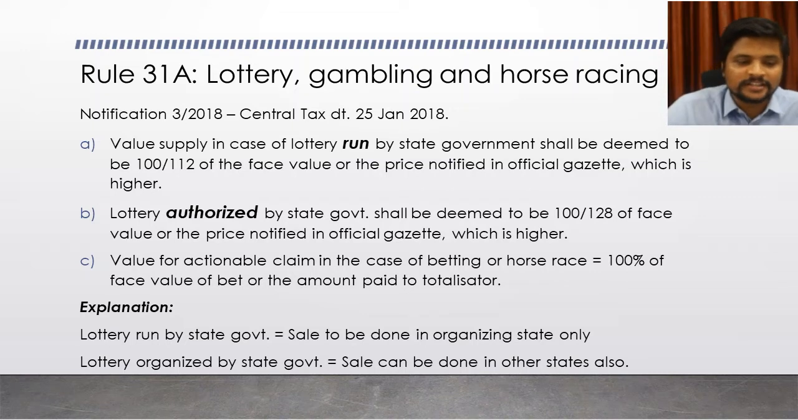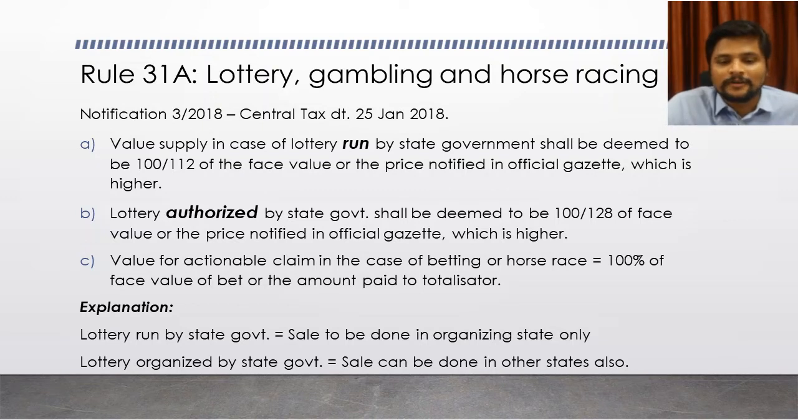What does this notification say? Value of supply in case of lottery run by a state government. The state government is running the lottery scheme. The value for the particular lottery shall be deemed to be 100 divided by 112 of the face value, or the price notified in the official gazette, whichever is higher. See, the lottery should be run by the state government. It is the state government itself that is introducing that lottery.